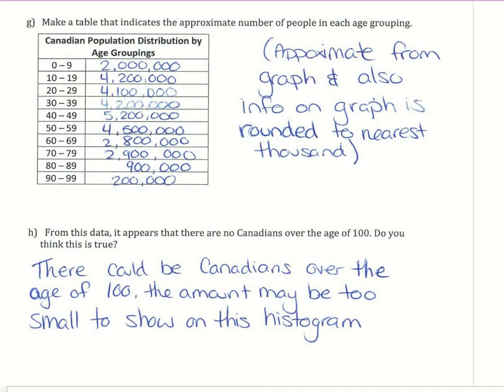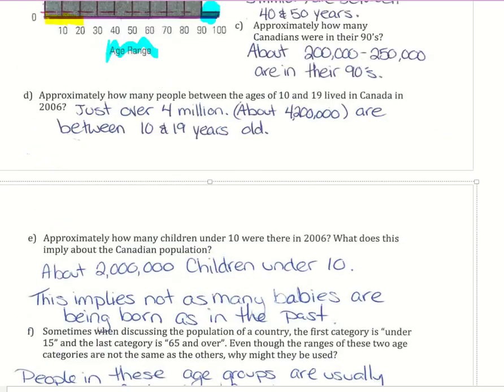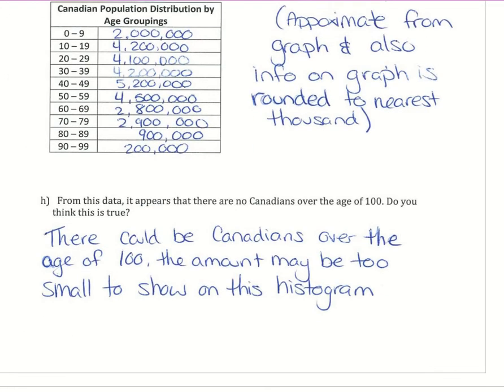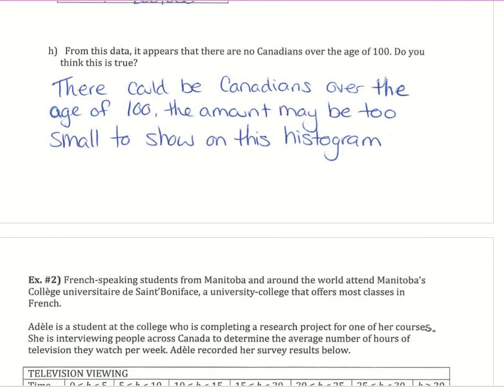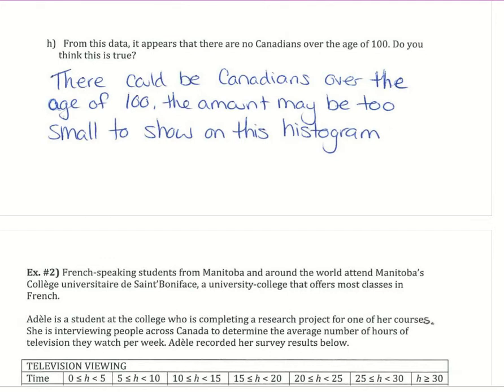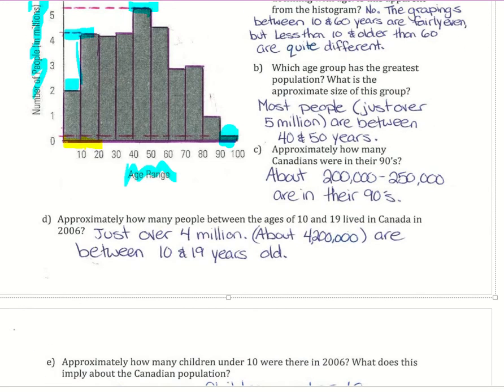So from 0 to 9, you'd go back here and you say about 2 million people. So this histogram has a lot of information on it. From this data, it appears there are no Canadians over 100. Do you think this is true? Well, there definitely are Canadians over 100, but the way they show this, it'd be such a minute number.